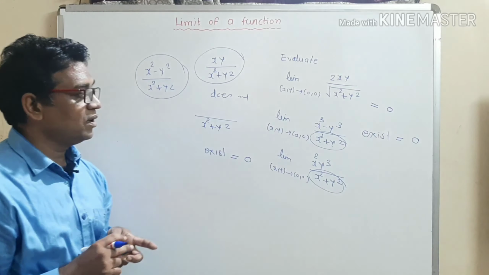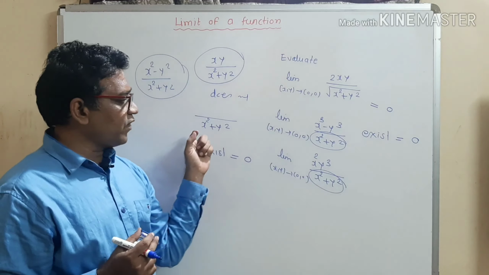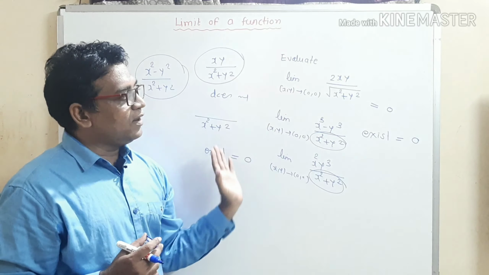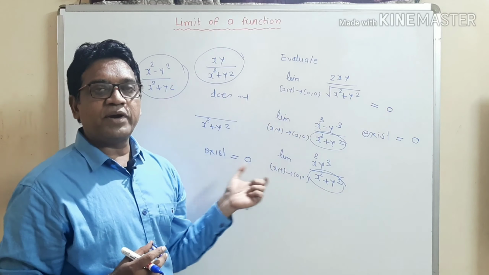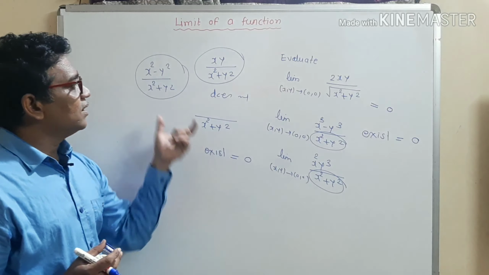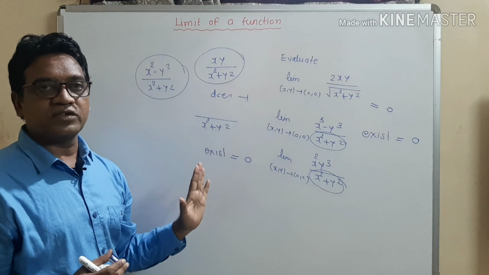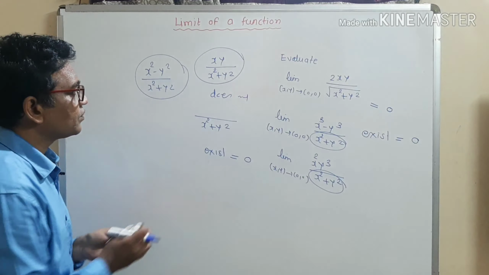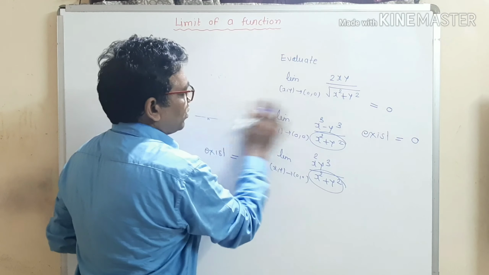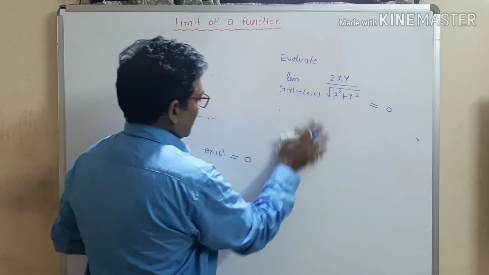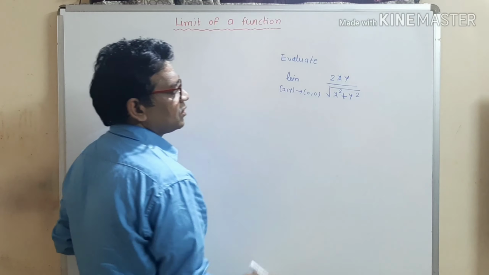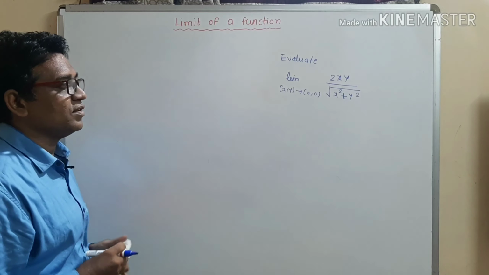So what is the rule? If the denominator contains the factor x² + y², then its limit will exist and it is given by the value 0, provided that it should not be a homogeneous function. If the function is homogeneous, then the limit does not exist. So what is our observation? The denominator contains the factor x² + y², so obviously its limit is 0.